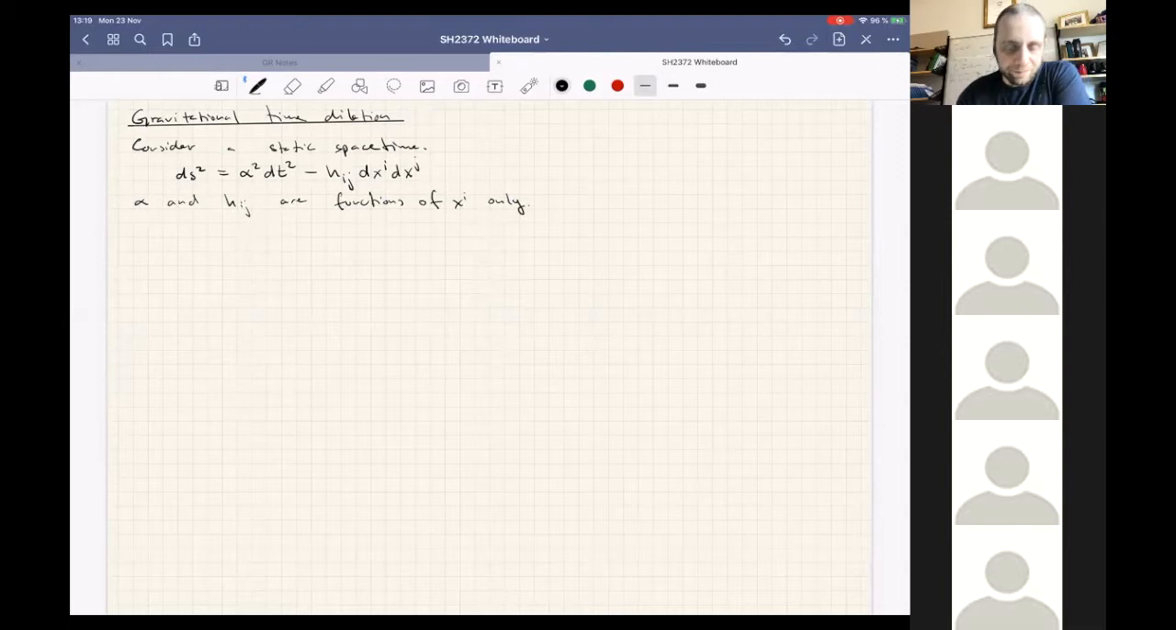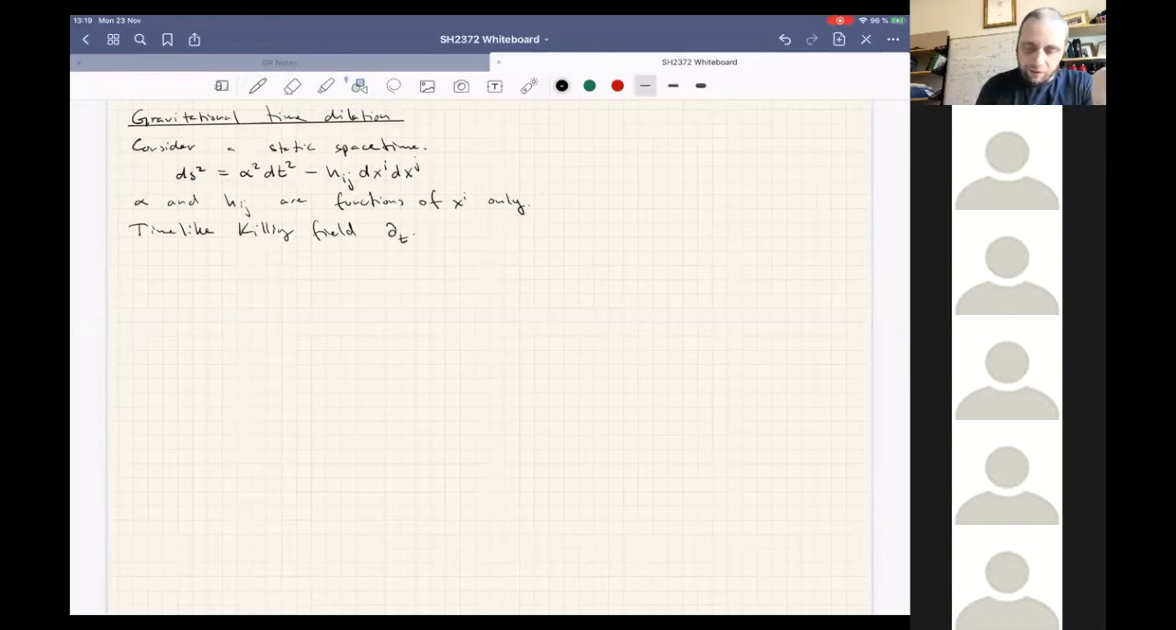Alpha and h do not depend on the time coordinate t, which means that this is indeed going to be a static space-time with a time-like Killing field, which is just the coordinate vector field ∂_t. So what does this mean?